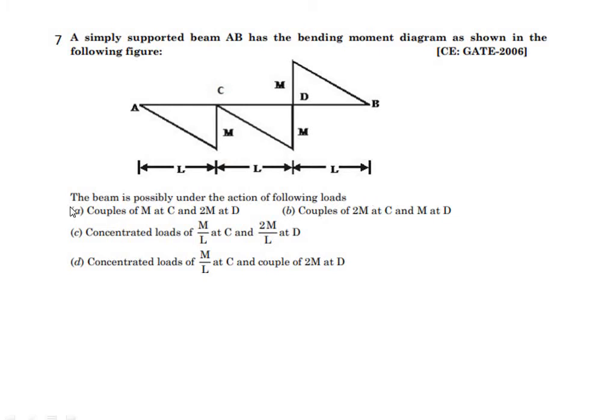The first option is couples of M at C and 2M at D. The second option is couples of 2M at C and M at D. The third option, C, is concentrated loads of M by L at C and 2M by L at D. And the fourth option is a concentrated load of M by L at C and a couple of 2M at D. So let's see what may be the option.